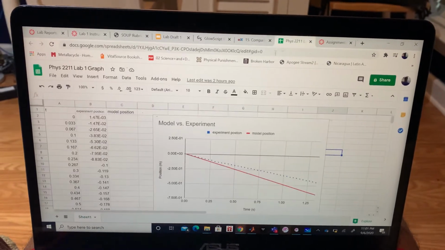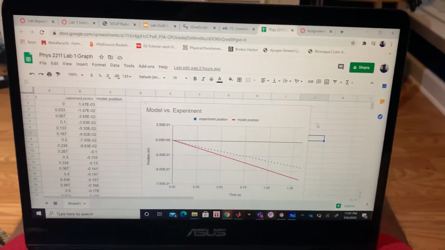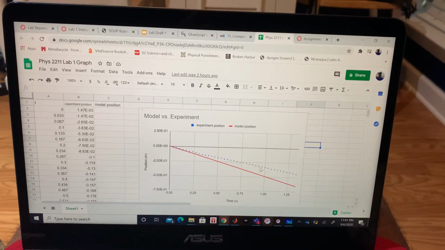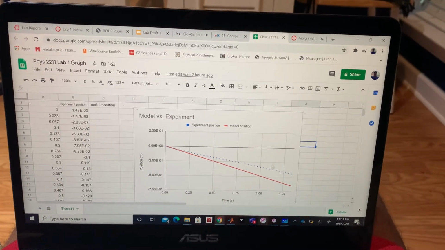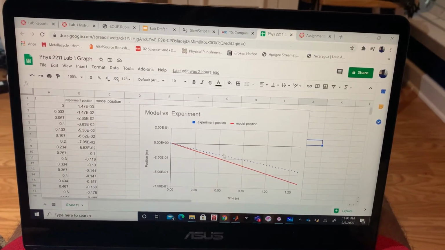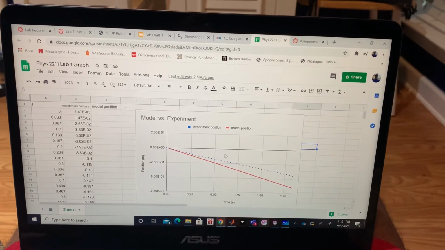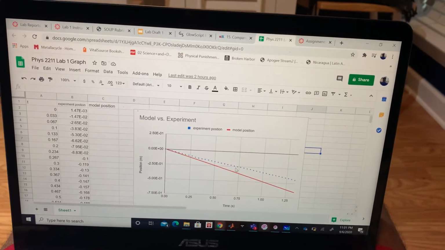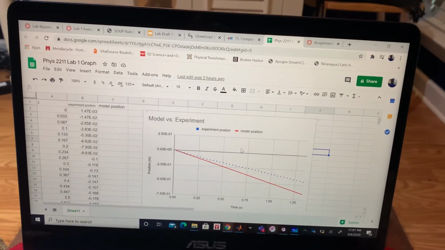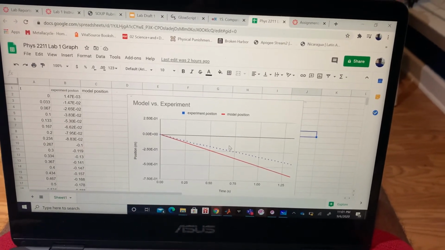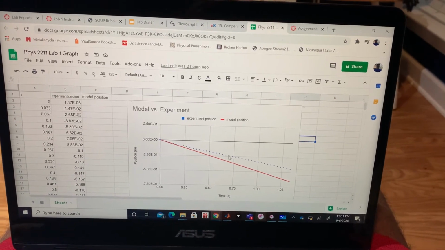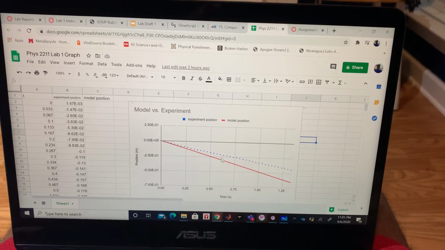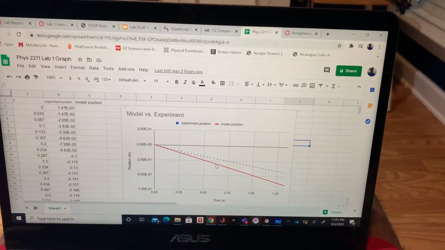I uploaded the data from each graph to showcase the comparison between the two. As you can see from this model position versus experiment position graph, you're able to notice the differences and similarities between the two data tables. The experiment position, which is the blue line, is a little bit hovering over the model position line, which is in red.